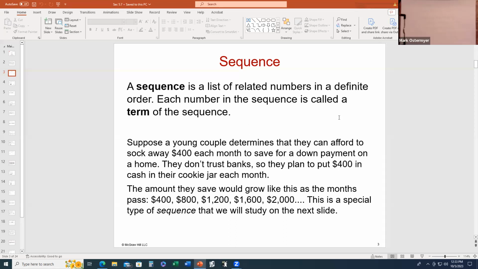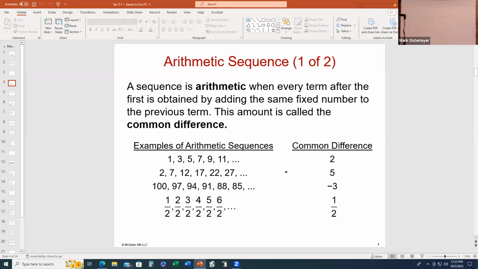All right, this is called a sequence in mathematics. The first term of the sequence is 400, the second term is 800, the third term of the sequence is 1,200, the fourth term is 1,600, and the fifth term is 2,000. This is a special type of sequence called an arithmetic sequence. Right? So what is an arithmetic sequence?